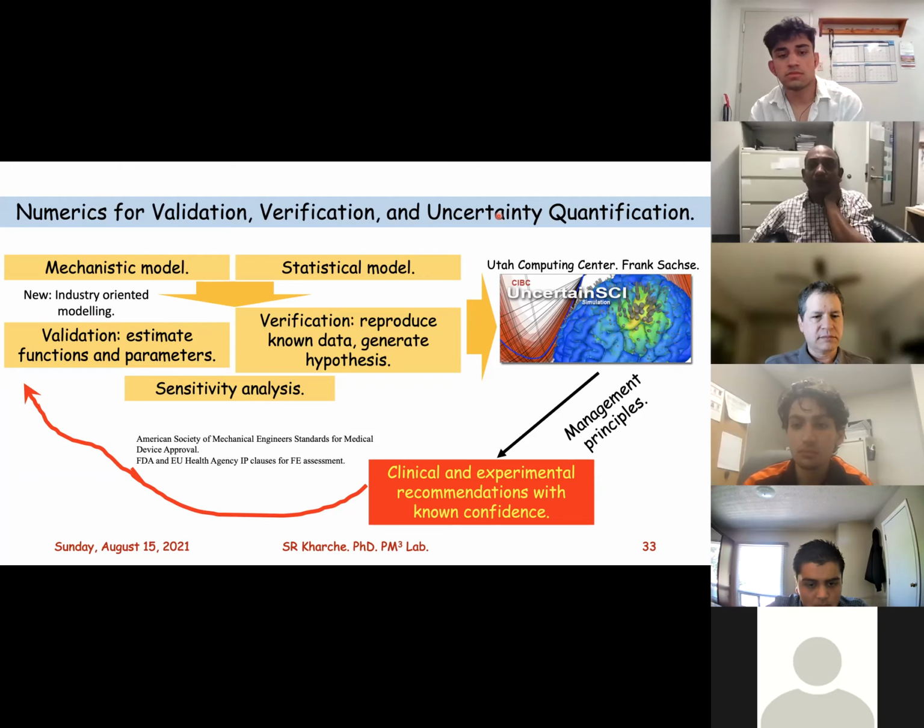And the overall summary, the message of this slide, people, is that everything in the blue boxes, in the yellow boxes, the models, the validation, which is essentially estimation of your parameters, model identification, and the word for verification, is to reproduce known knowledge and to generate experimentally verifiable hypotheses.